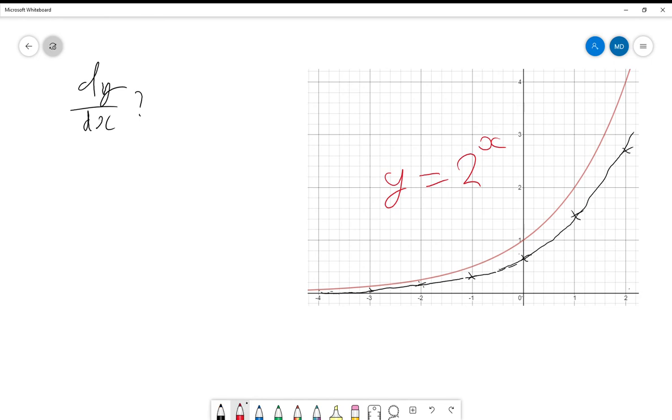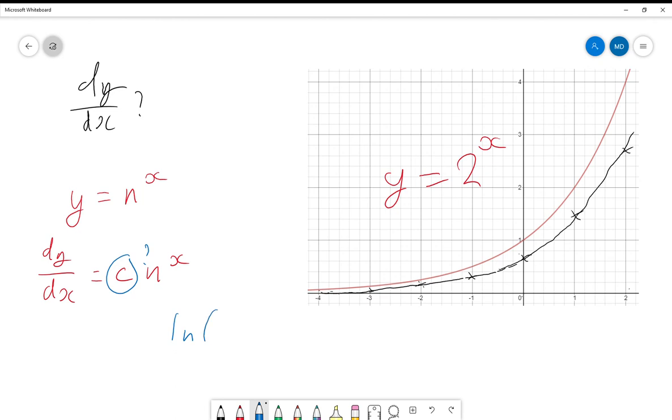And this is always true of any exponential, y equals any number to the power of x. Our rule is that dy by dx is equal to some multiple times the same function. What is that multiple? And that's really, really key. Well, it's a function called the natural log of x. Or in this case, what we're going to be using is the natural log of whatever we're dealing with, which is n.